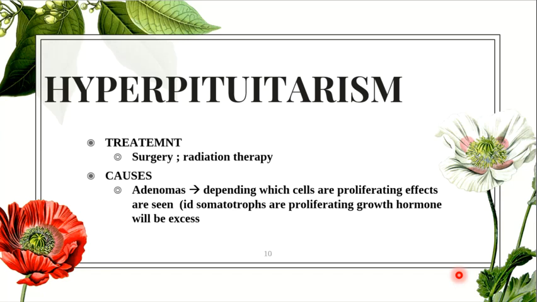I should first tell you about the conditions, but I think the slide has gone upside down. So let's discuss the treatment. The hyperpituitarism treatment is generally surgery and radiation therapy. That's what you can do. You can either do a brain surgery and remove the pituitary gland, or you can do a radiation treatment.